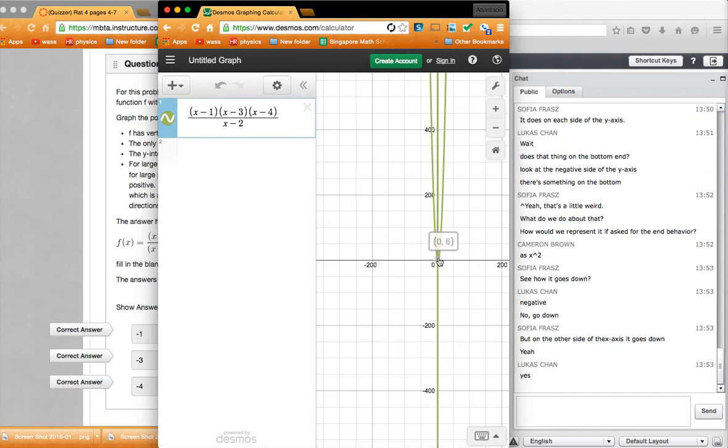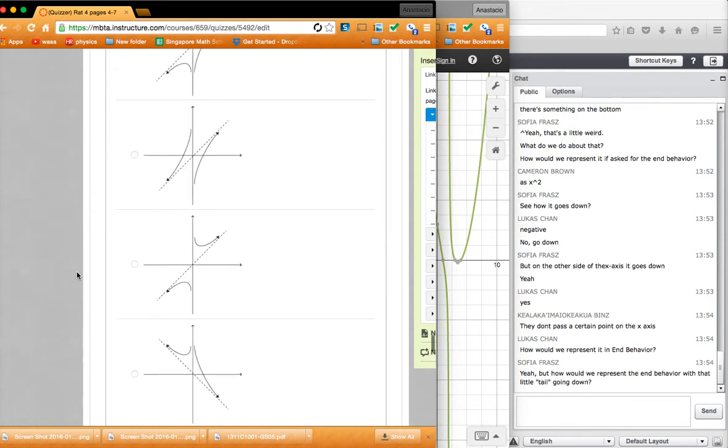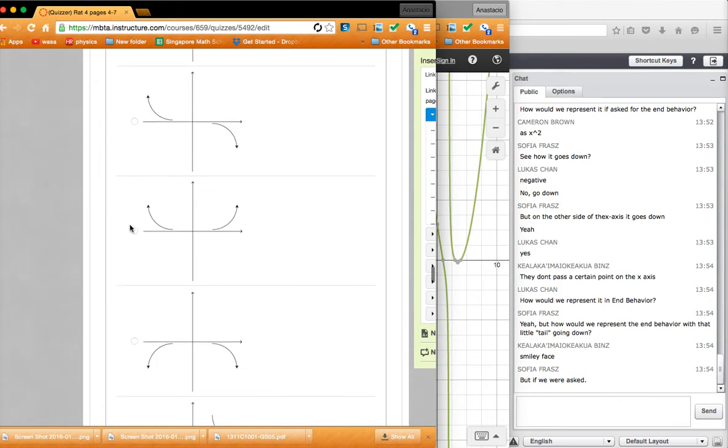It's only when you zoom out long enough that it looks like a square function to me. X squared. That looks like a parabola. Now when you zoom in, it doesn't look like a parabola. Oh, how would you represent the end behavior? I don't think I asked you to represent the end behavior on this one, but I definitely would choose this graph right here. Right, because this graph looks like a parabola on the ends. Does that make sense to you?